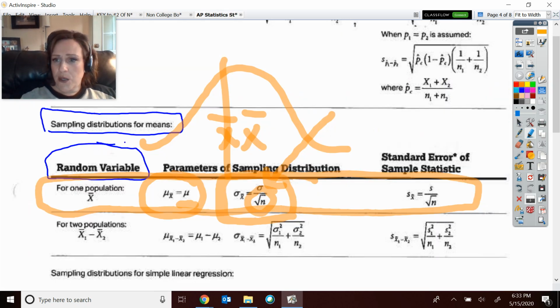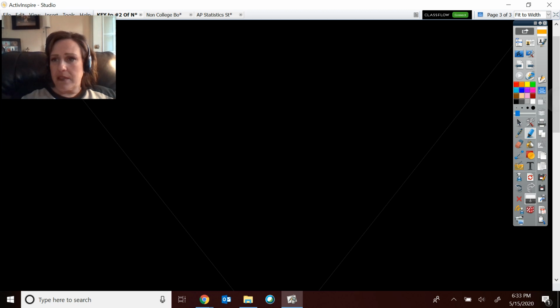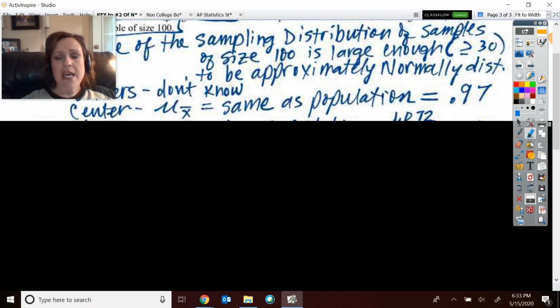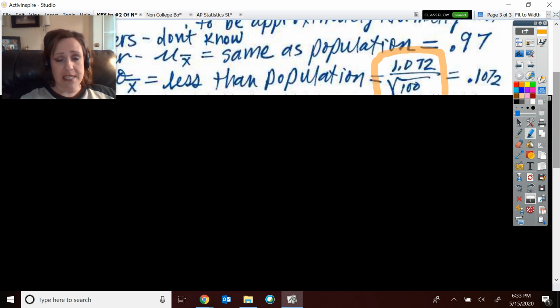Okay, remember this right here? We will be centered. The average of all of our X bars will be at the same place the whole population was, which was 0.97. So that is why we have that listed as 0.97 right there, same as the population. The mean of the X bars, you would need to say, I'm saying the mean as opposed to median, same as the population. Spread is the standard deviation. So it will be less than the population. It will be that standard deviation of the population divided by the square root of n, 0.1072. So very much less varied, 10 times less varied.